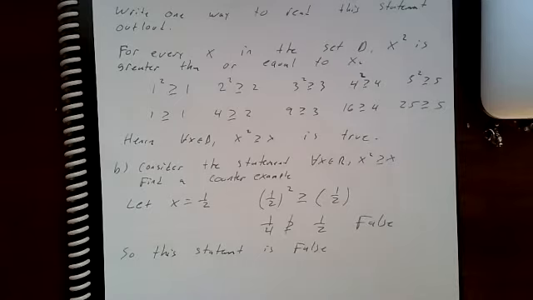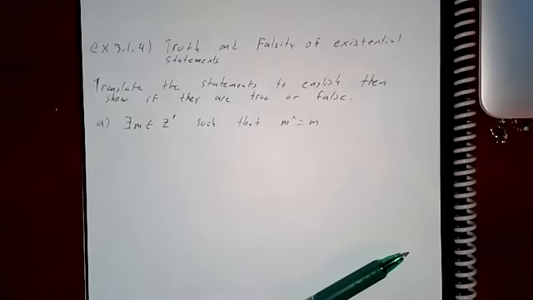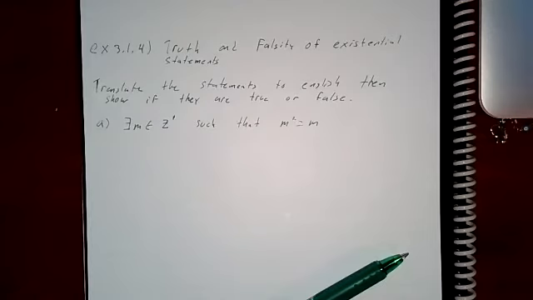Okay. Let's go on to the existential quantifier. So here's the first part, part A here. Truth and falsity of existential statements. So translate the statements to English. That will be the first part, and then we will show if they're true or false. There exists an M in the positive integers, right? That's what that means, such that M squared equals M.